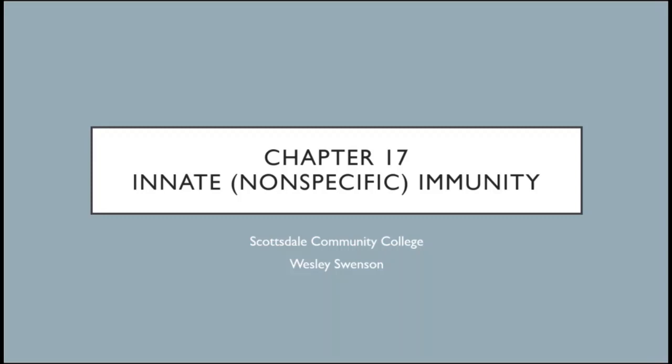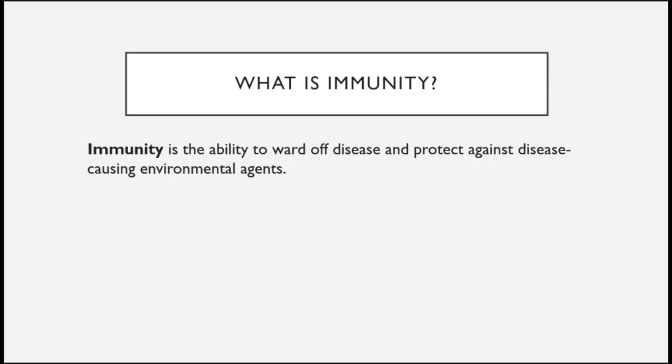The next two chapters we'll be discussing the immune system. So to begin, what is immunity? Immunity is simply the ability to thwart off disease and protect against disease-causing environmental agents.